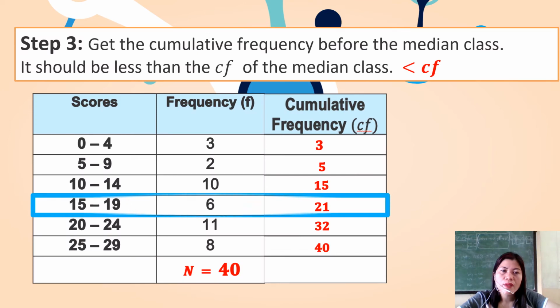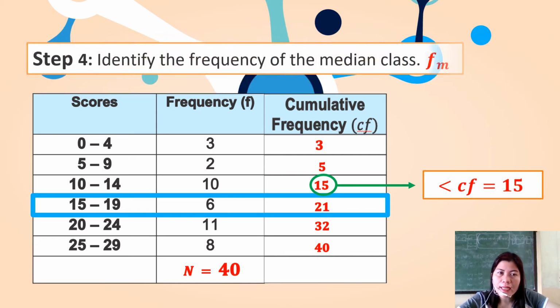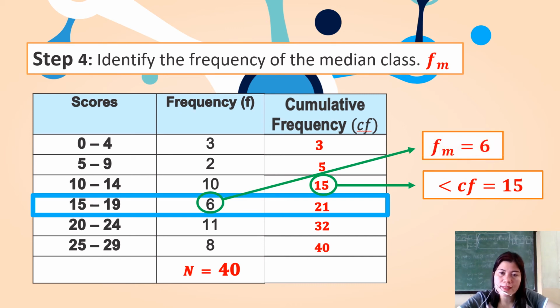After that, you are going to get the cumulative frequency before the median class. It should be less than the CF of the median class. So let's say, this is our median class, 21. So the next lower one is 15. So therefore, this is our less than CF. That's 15. After that, you are going to identify the frequency of the median class. This is our F sub M. So therefore, this is 6, right?